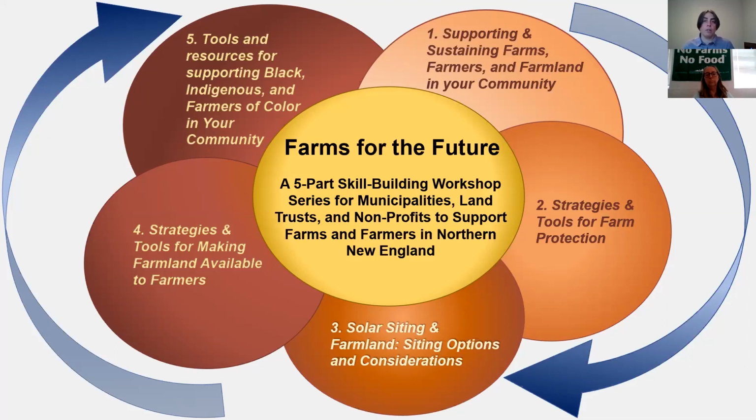So today's workshop will offer a broad overview of principles and tools for developing more farm-friendly communities. It's followed over the next 5 weeks, starting next week with strategies and tools for farm protection, a whole workshop on solar siting and farmland the week after that, making farmland available to farmers. And then the last workshop is a deep dive into tools and resources for supporting Black, Indigenous, and farmers of color in your community. We'll go over the dates of these and other upcoming workshops at the end of this presentation.